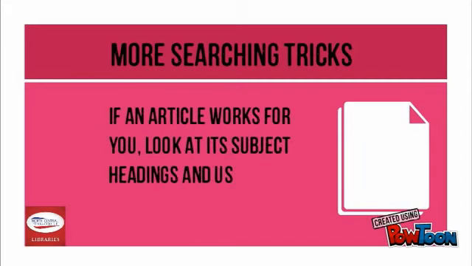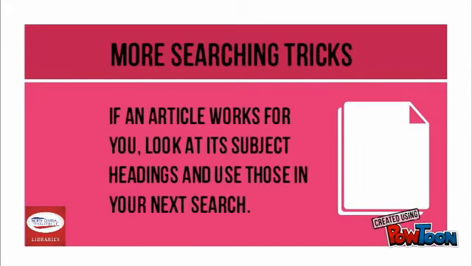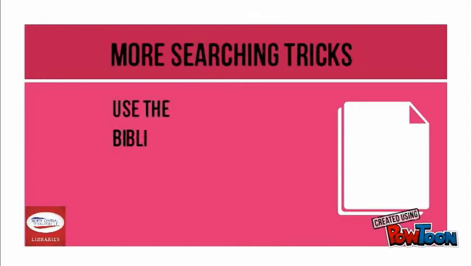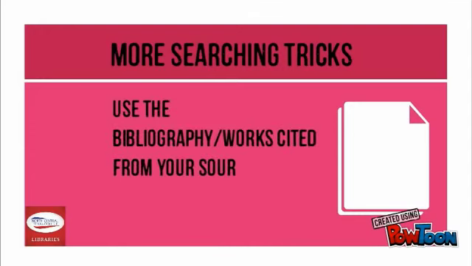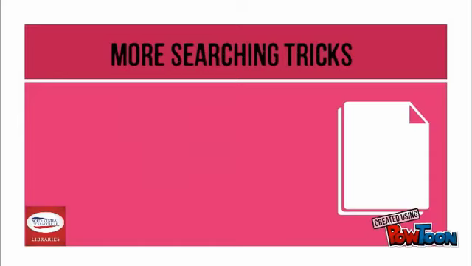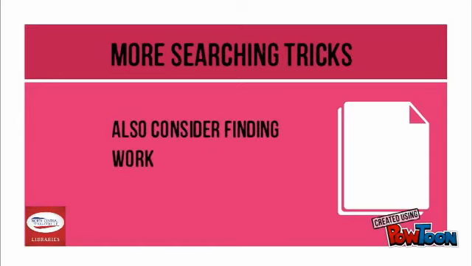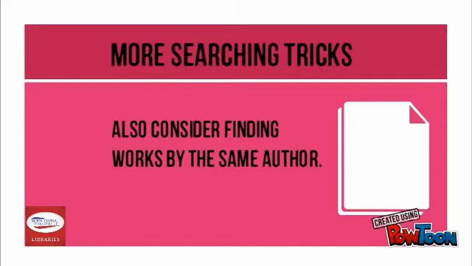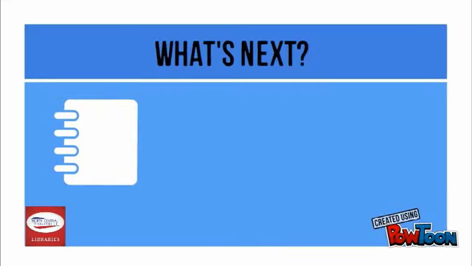If an article works for you, look at its subject headings and use those in your next search. Use the bibliography or works cited from your sources as a list of additional sources. Also consider finding works by the same author.